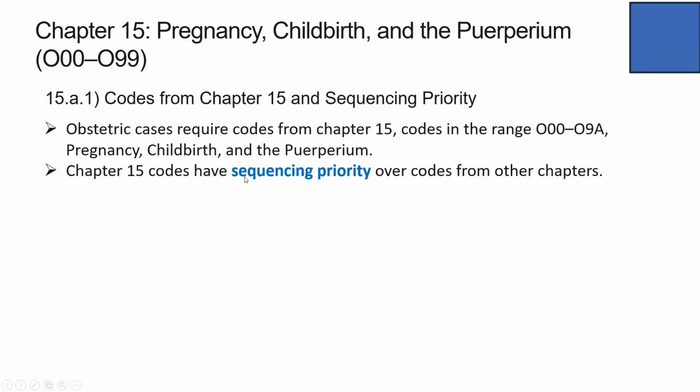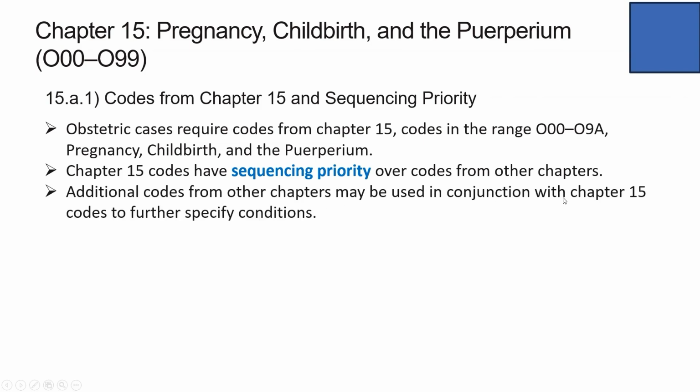So then we have chapter 15 codes have sequencing priority over codes from the other chapters. These chapter 15 codes have sequencing priority over other codes in other chapters. Additional codes from other chapters may be used in conjunction with chapter 15 codes to further specify conditions, and we'll actually see an example of that.